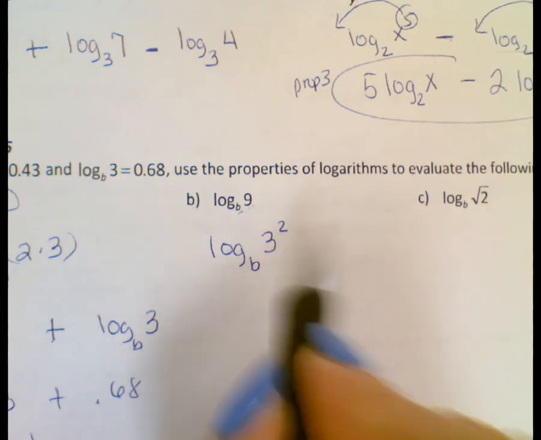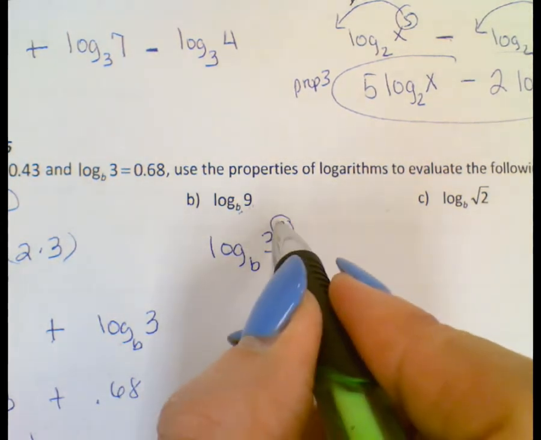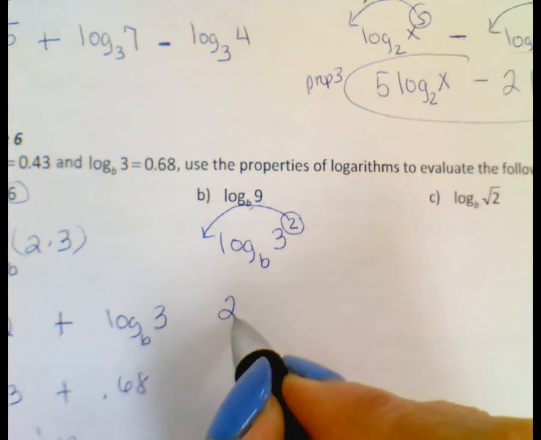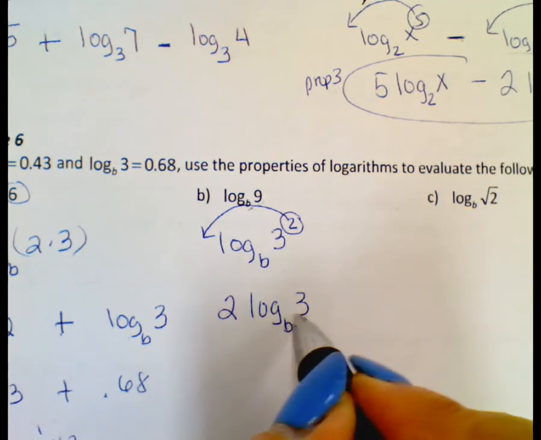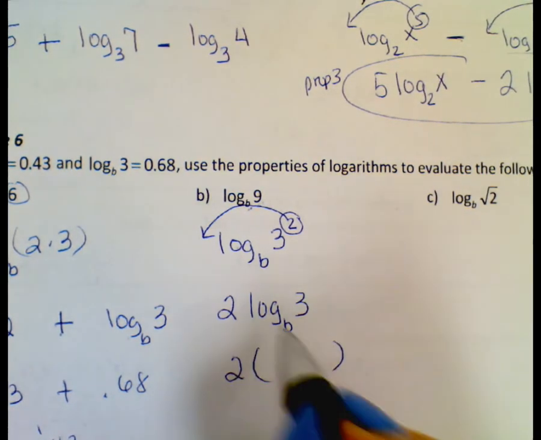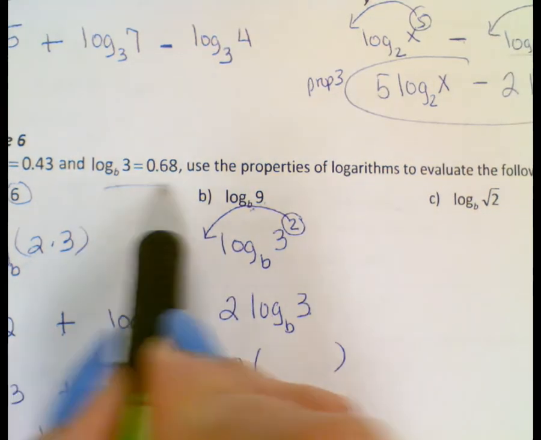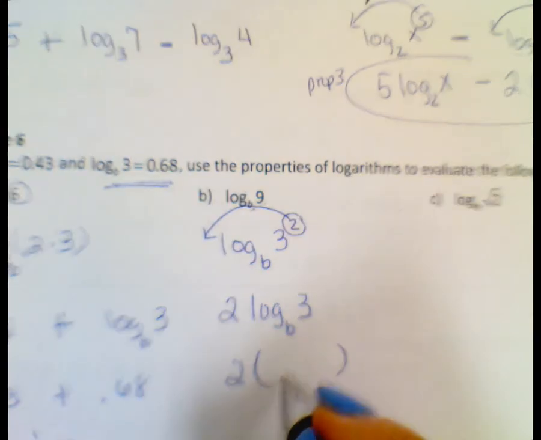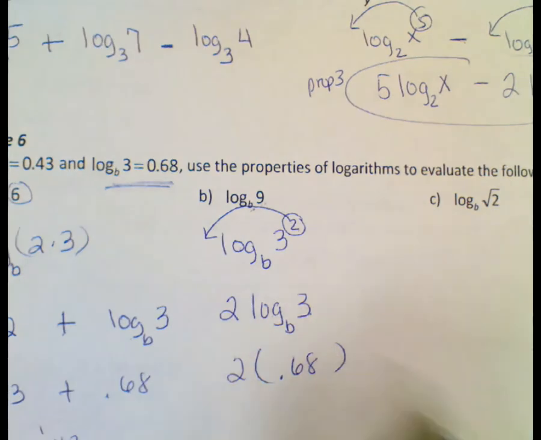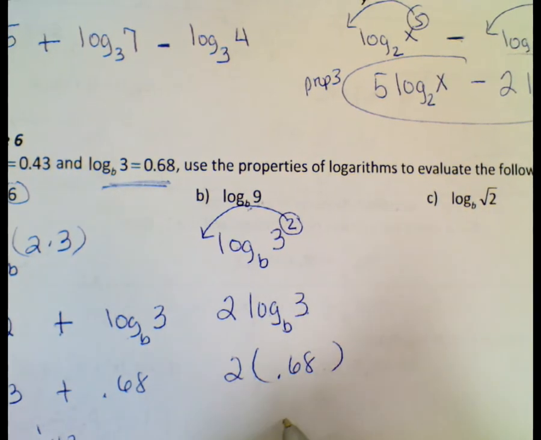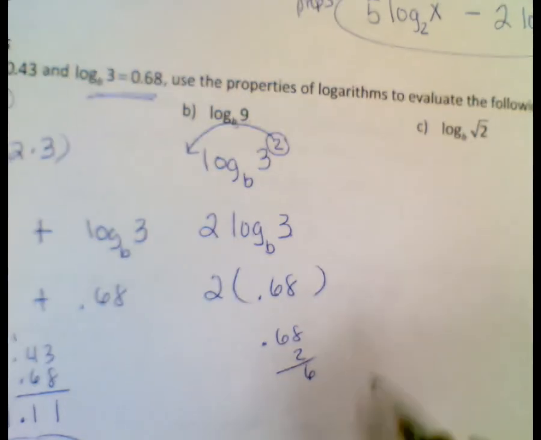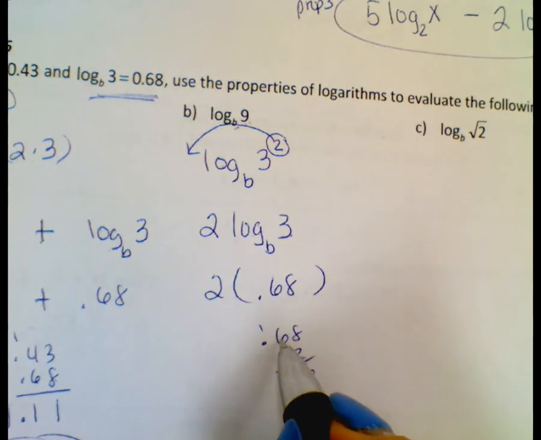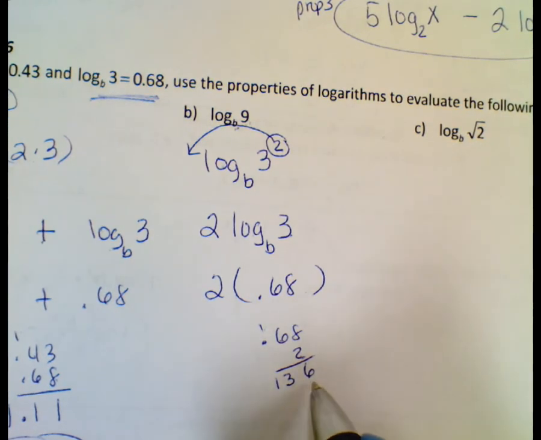I'm going to do log base b of 3 squared. And then I'm going to use that power property to bring the 2 out front. So it's going to be 2 times log base b of 3. Now, what is log base b of 3? It's right here. It's 0.68. So we can substitute 0.68 in for log base b of 3 because they're equal. And then you can just multiply 2 times 0.68. 2 times 8 is 16. Carry 1. 2 times 6 is 12, plus 1 is 13. And then there's 2 decimal places, so that would be 1.36.